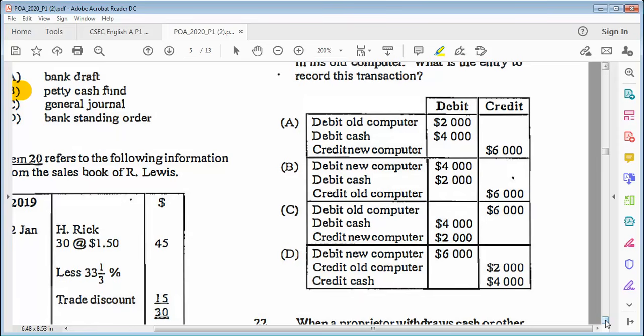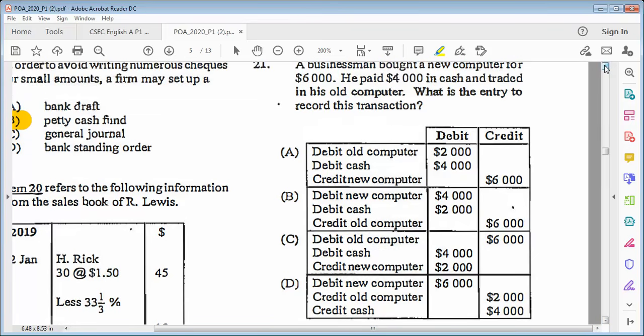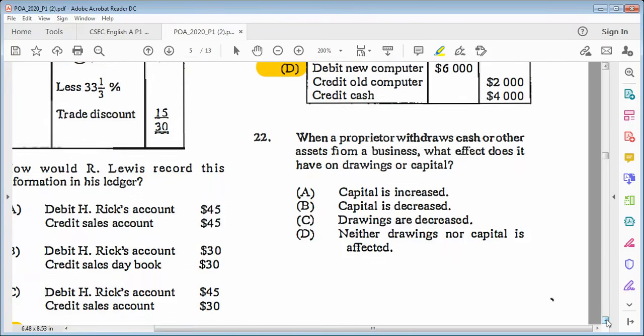So we know that our answer would be, we would debit our new computer, and credit old computer $2,000 and credit cash $4,000. So our answer is D. Let's move on.